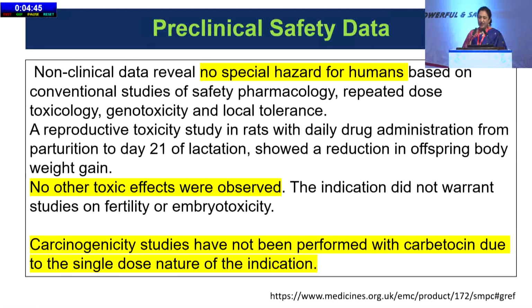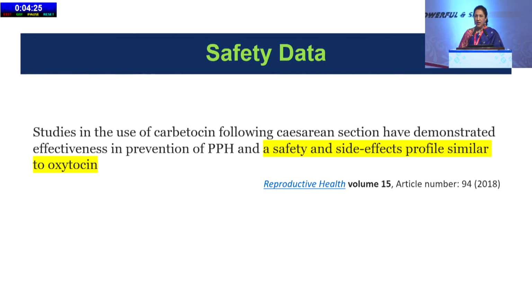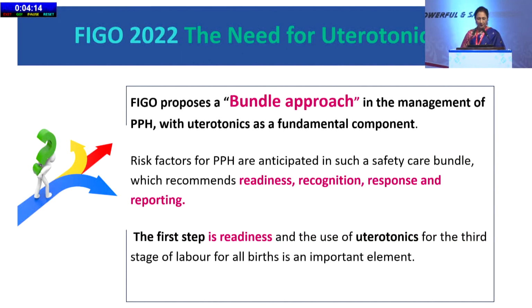Non-clinical data revealed no specific hazards for humans based on conventional studies of safety, pharmacology, repeated dose toxicology, genotoxicology, and local tolerance. No other toxic effects were observed, and carcinogenicity studies have not been performed due to the single-dose nature of the indication. Therefore, studies on the use of carbetocin following cesarean also demonstrated a safety and side effects profile similar to oxytocin.